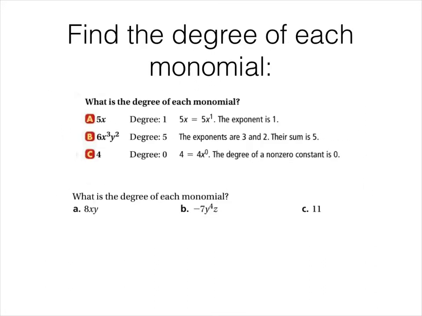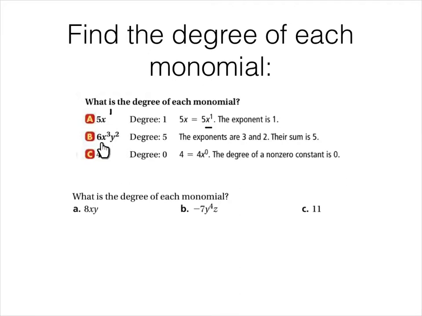Let's look at finding the degree of a monomial first. So here's a couple of examples. What's the degree of 5x? Well, the exponent there in 5x is a 1. Therefore, the degree is 1, and you can see that here. On this next example, we have 6x cubed y squared. We're going to add the 3 and the 2 because those are the exponents, and the degree is 5.